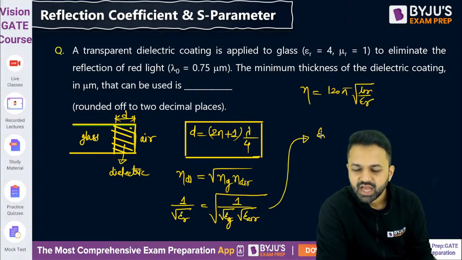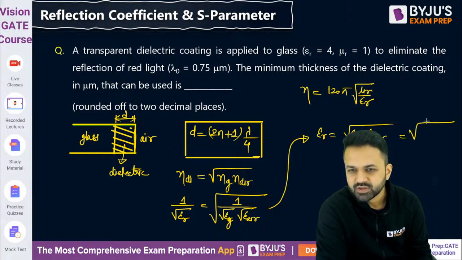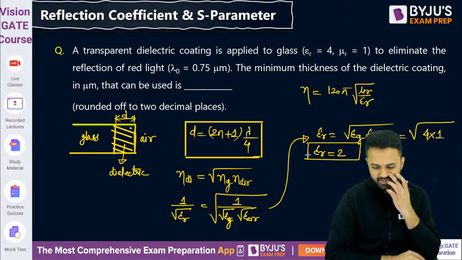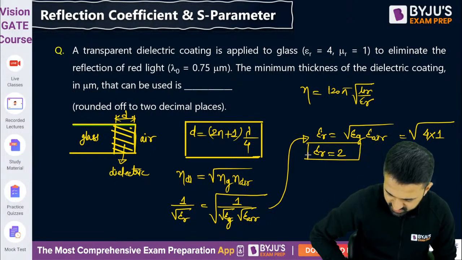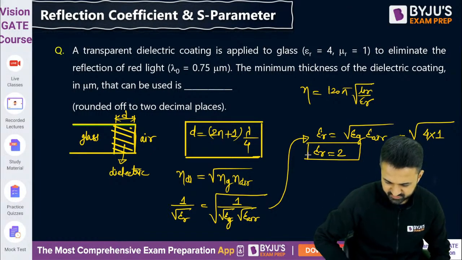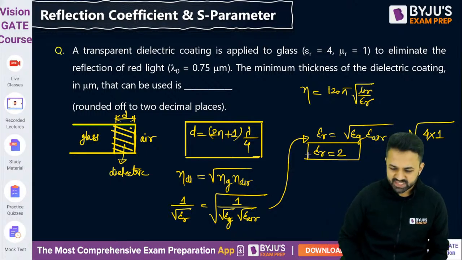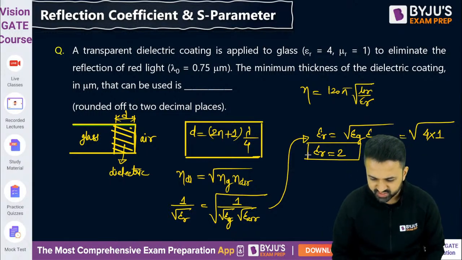we will get epsilon r is equal to root over epsilon of glass and epsilon of air. Because the epsilon of glass is 4 and air will have 1, the epsilon r for the dielectric will be 2. So that is clear, the geometric mean of Z0 and ZL. Up to this point, tell me whether it is clear or not.